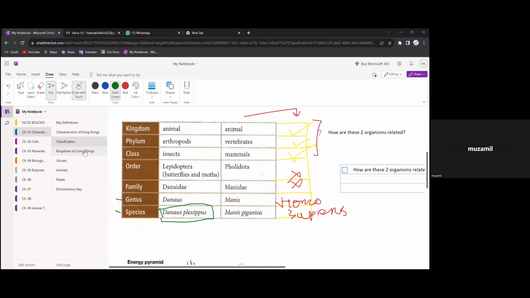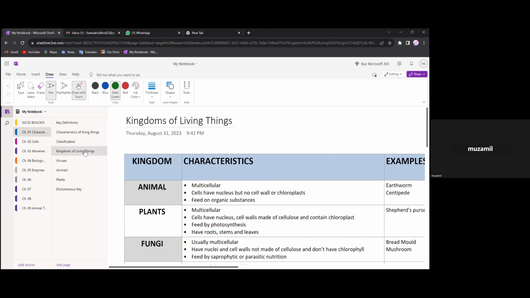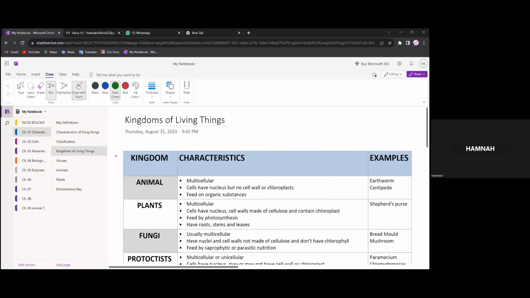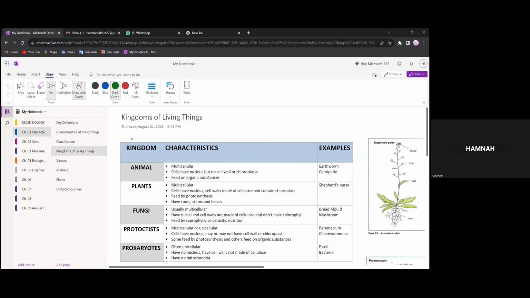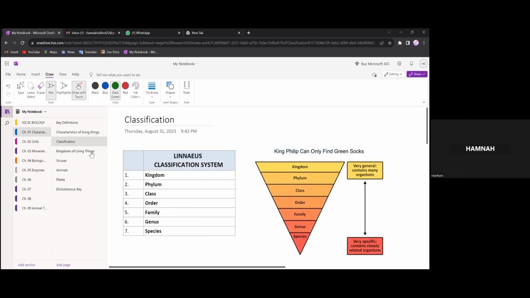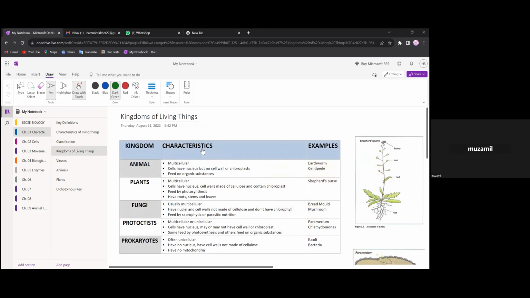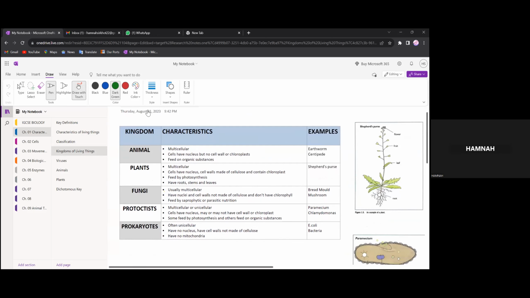Okay, coming to kingdoms of living organisms. We've classified the topmost as kingdom, right? Now we have all these five kingdoms: animals, plants, fungi, protoctista, and prokaryotes. Which ones are the easiest? Animals and plants. After this, it gets confusing.